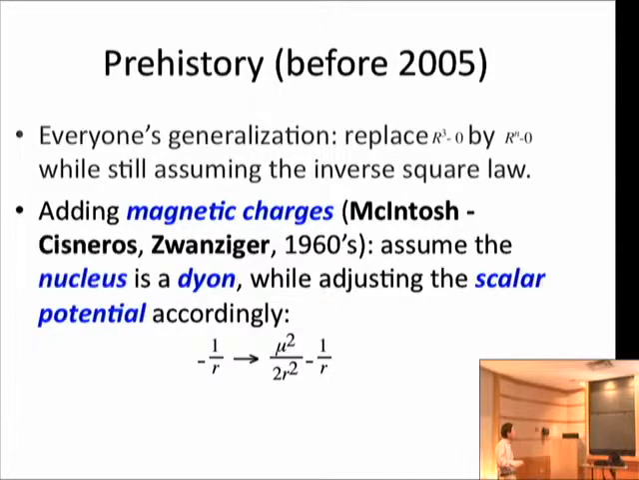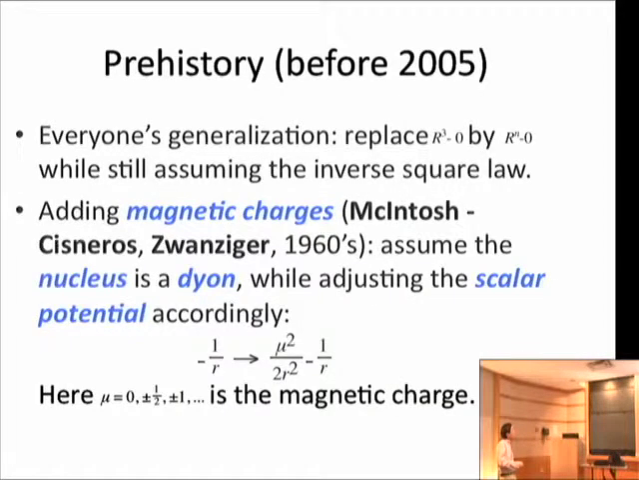So it's called a dyon. Then the vector potential comes into the picture in the Laplace operator. But at the same time, we have to adjust the scalar potential like this. This is the inverse square law. We have to adjust this to that, okay? And here mu must be a half integer, and this is the magnetic charge. This Dirac quantization tells you it has to be like that.